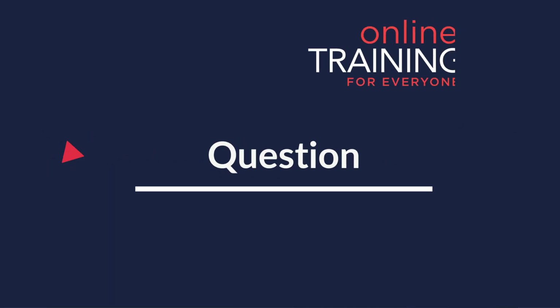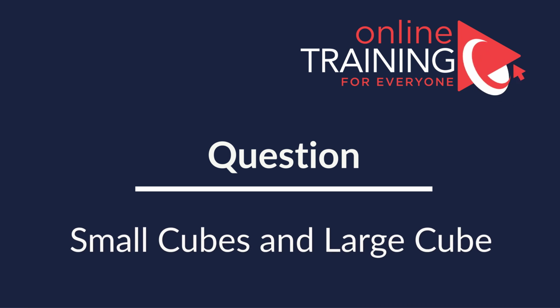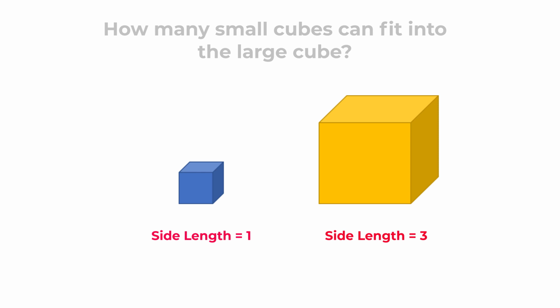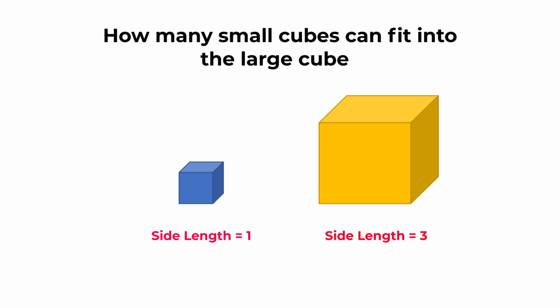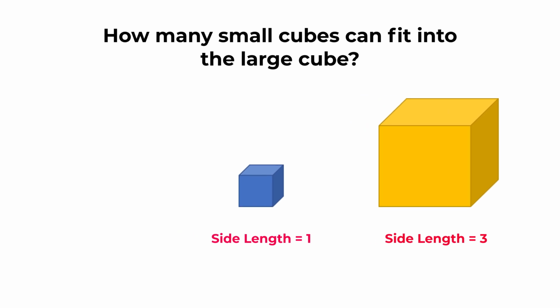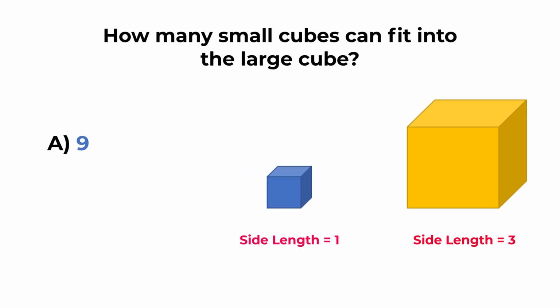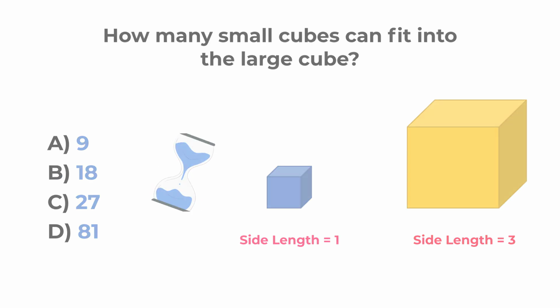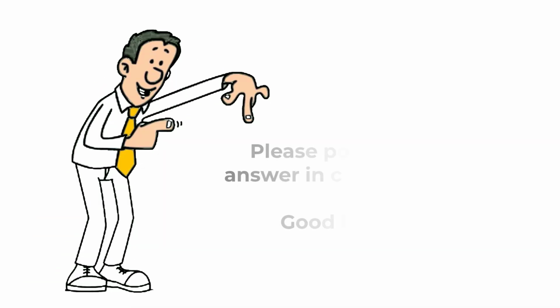Here is a practice problem for you to try. You're presented with 2 cubes. The smaller cube has side length equals 1, and for the larger cube, side length equals 3. So the question is, how many small cubes can fit into the large cube? And you have 4 different choices. Choice A, 9, choice B, 18, choice C, 27, and choice D, 81. Do you see the answer? Give yourself 10 to 15, maybe 20 to 30 seconds, depending how good you are with visualization. And once you come up with the answer, please make sure to post it in the comment section of this video. Thanks for participating and good luck!